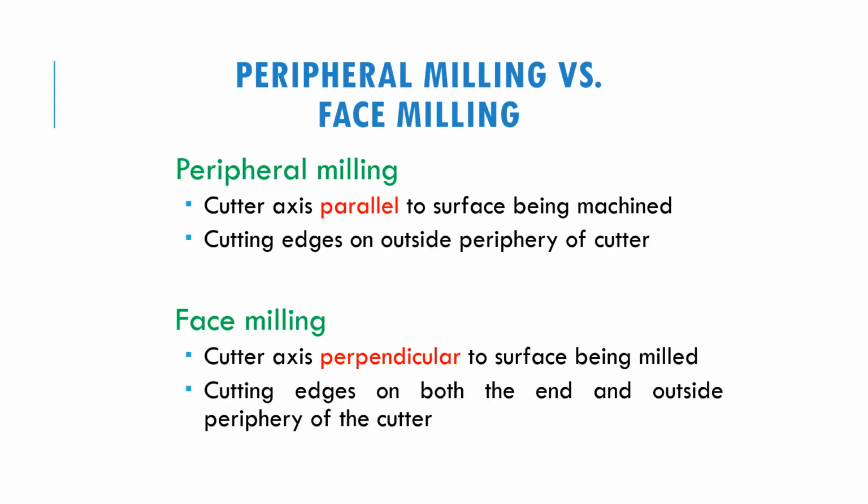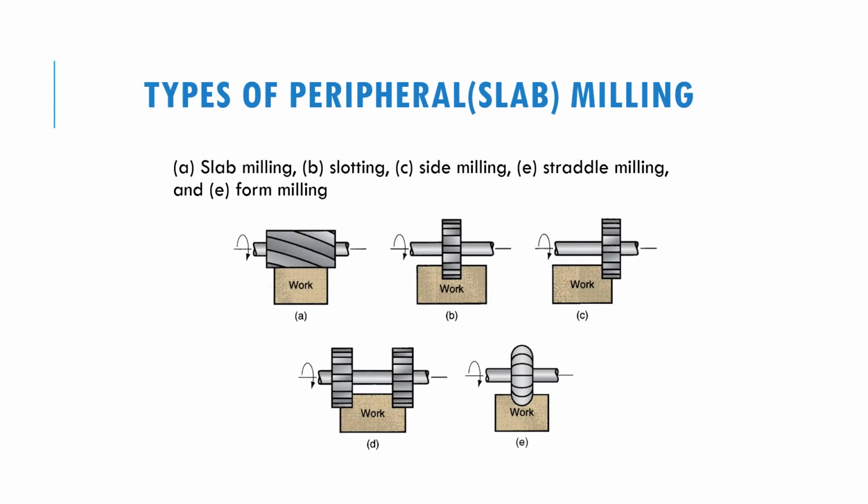As I mentioned previously, for peripheral milling, the cutter axis is parallel to the surface being machined, and the cutting edges are on the outside periphery of the cutter. For face milling, the cutter axis is perpendicular to the surface being milled, and the cutting edges are on both the end and outside periphery of the cutter. Here are some types of peripheral, or slab, milling. The first one, A, is slab milling, where they are machining the whole surface of the workpiece.